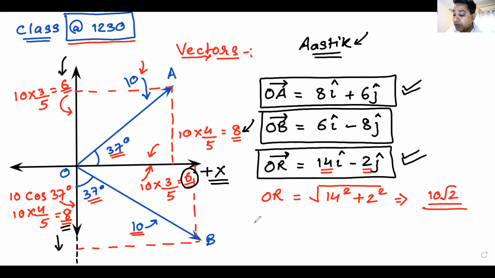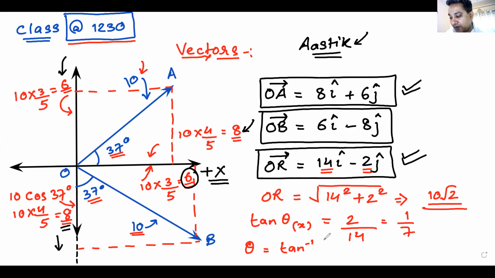I believe that you must have done it correctly. How do I get the angle? Tan theta. Remember, we are getting the angle from the x-axis. How do I get the tan of the angle from the x-axis? Go back to the class and remember how I get the angle from the x-axis. It is y, which is 2, divided by 14, which is x. So it becomes 1 by 7. So theta becomes tan inverse 1 by 7.